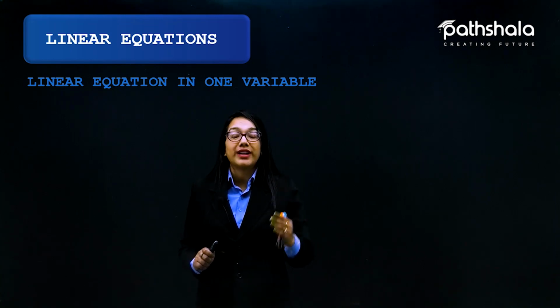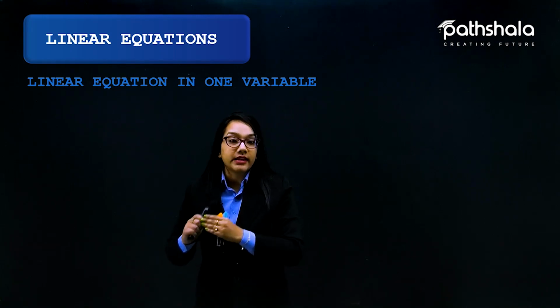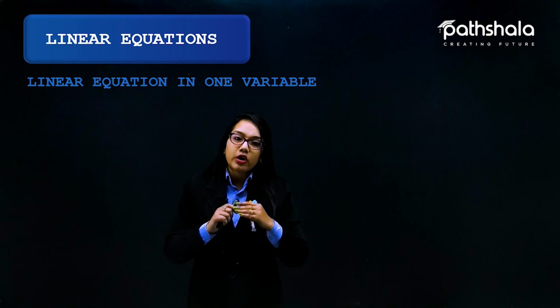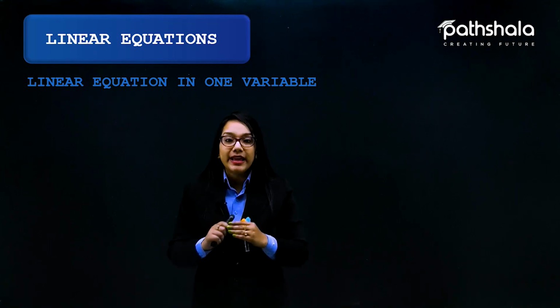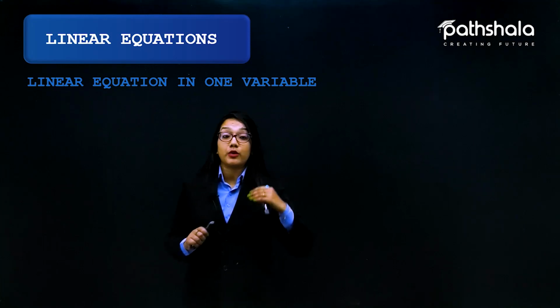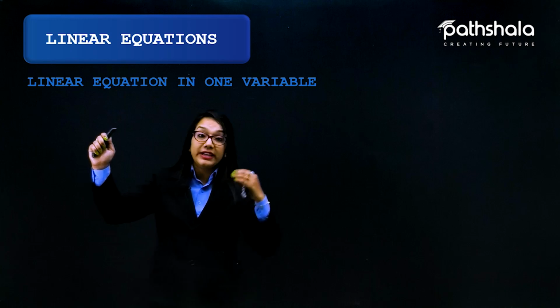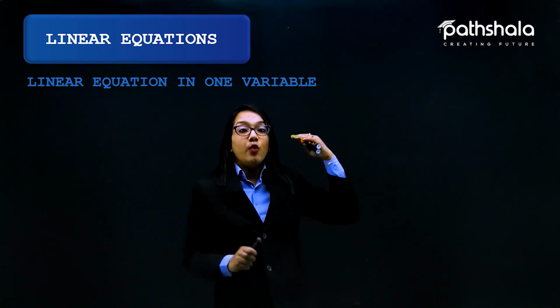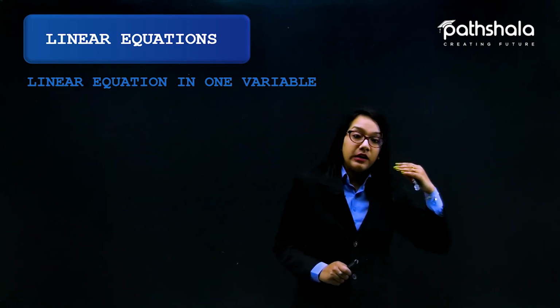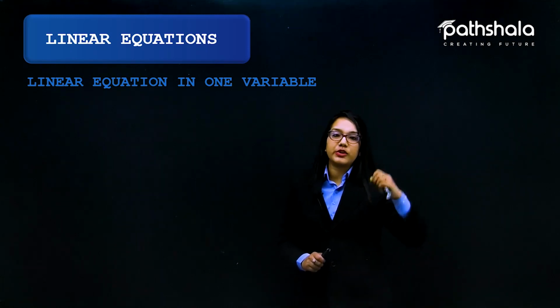So that is why it is called linear. Always remember, the meaning of linear is that the power or degree of the variable, or the highest power of the variable, is nothing but 1. This is called a linear expression. So we are talking about the linear equation in one variable. A linear equation in which there is only one variable is called a linear equation in one variable.